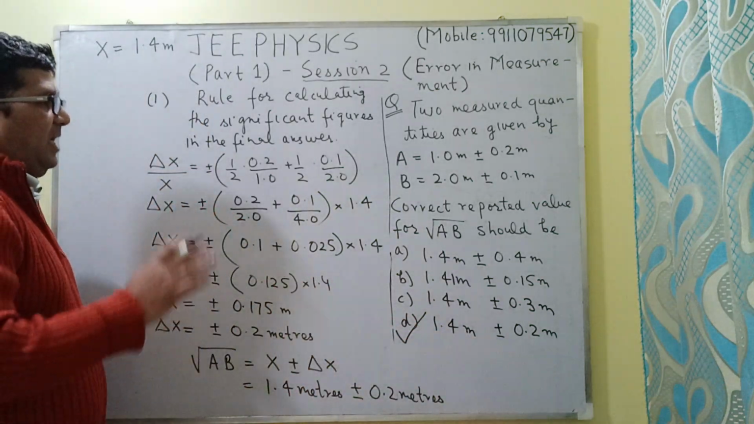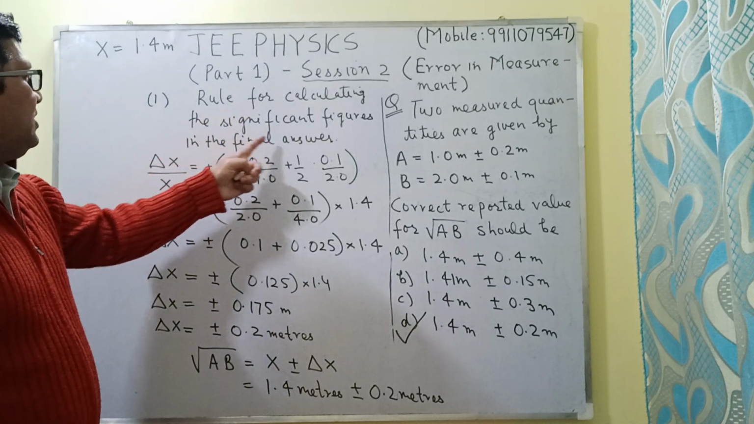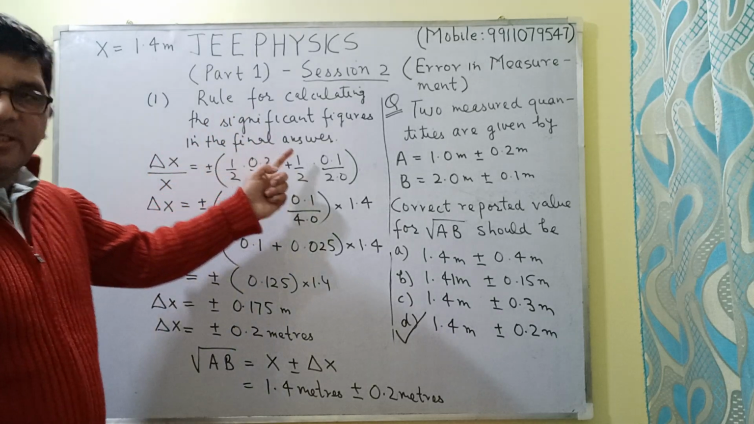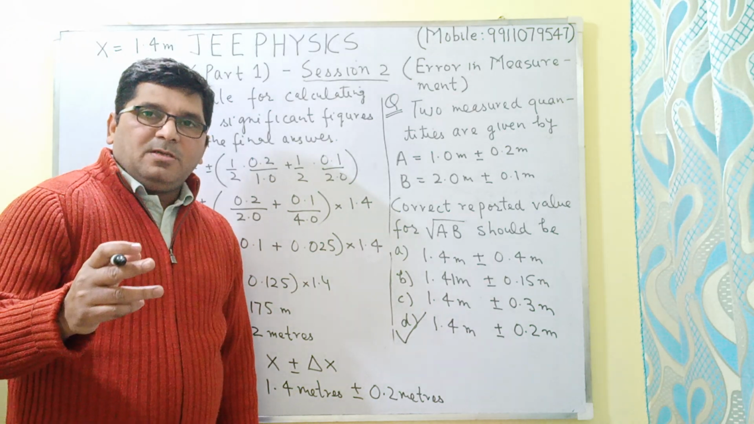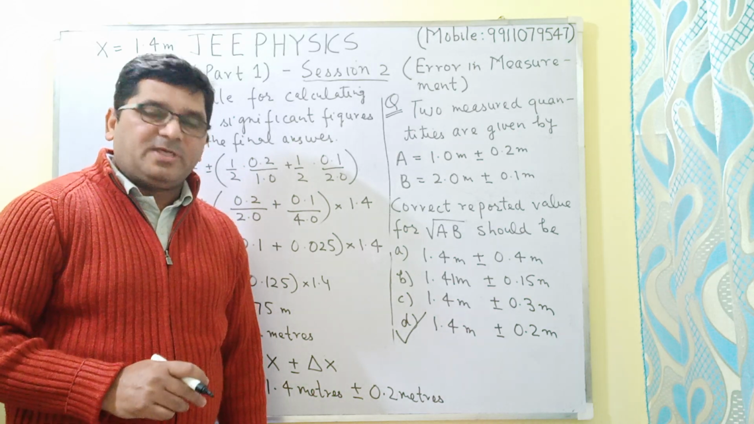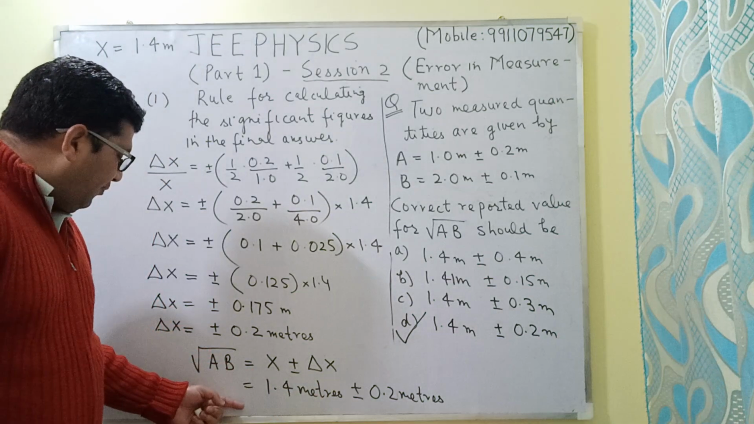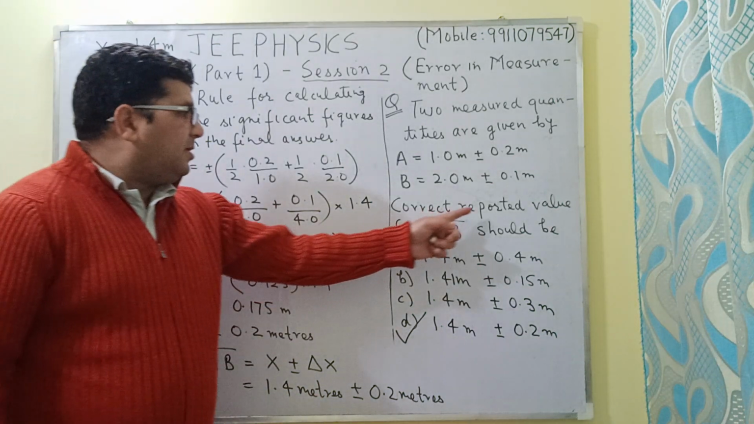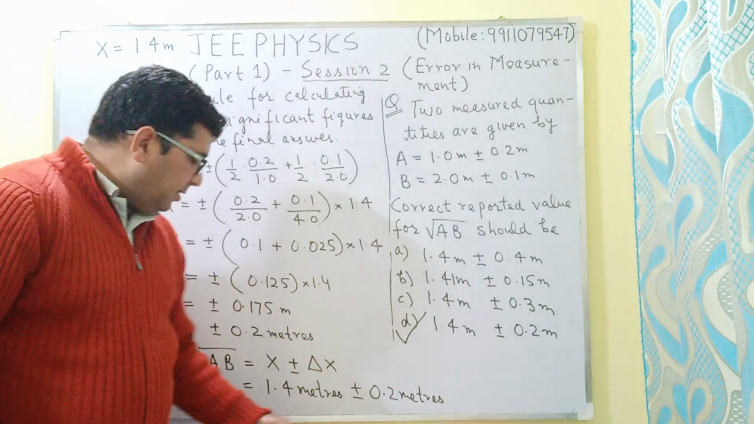So in this question we have utilized the rule for calculating the significant figures in the final answer, and we have used the formula which we have studied under the heading of combination of errors. So by using these two concepts, we were able to find the correct reported value for under root AB. The correct option is D.